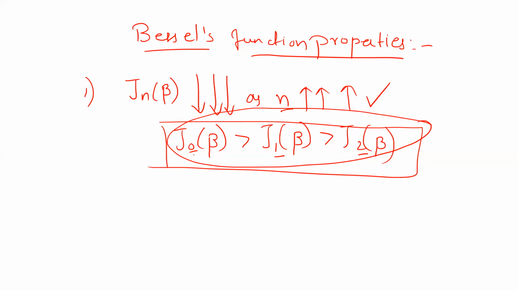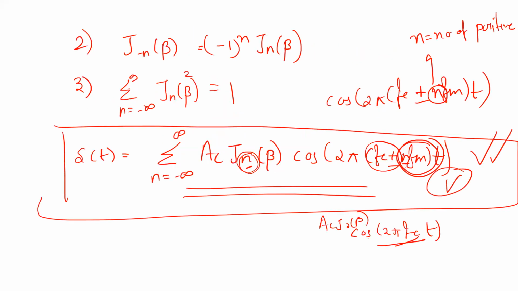As the n value keeps on increasing, the Jn beta value will keep on reducing. We have certain properties of Bessel. Anything you want to ask? No, not really. Okay, I understood. Okay, so this is basically the Bessel's function.